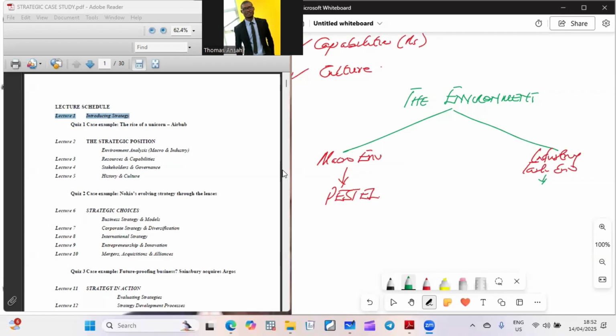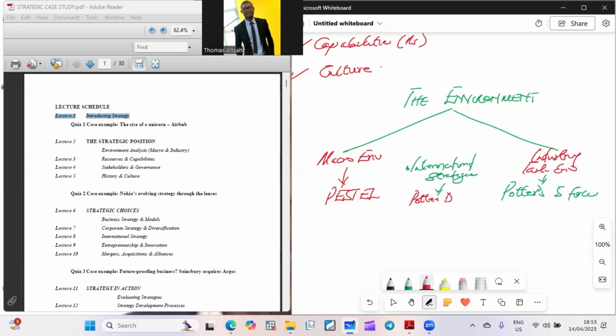Okay, but guys, when you watch the video, what model did he tell you that we use to analyze the task environment? Porter's five forces. So you see, you'll be given a case, and you will have to use the appropriate model, Porter's five forces. Of course, there is another one when you are looking at international strategies. When you are looking at international strategies, what we will be using is Porter's diamond.